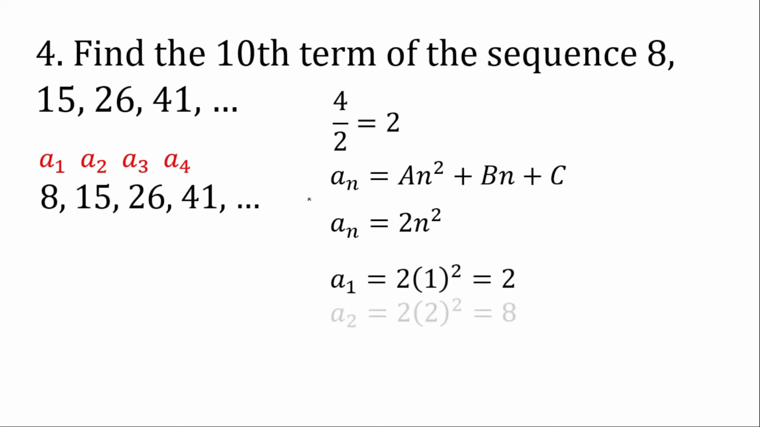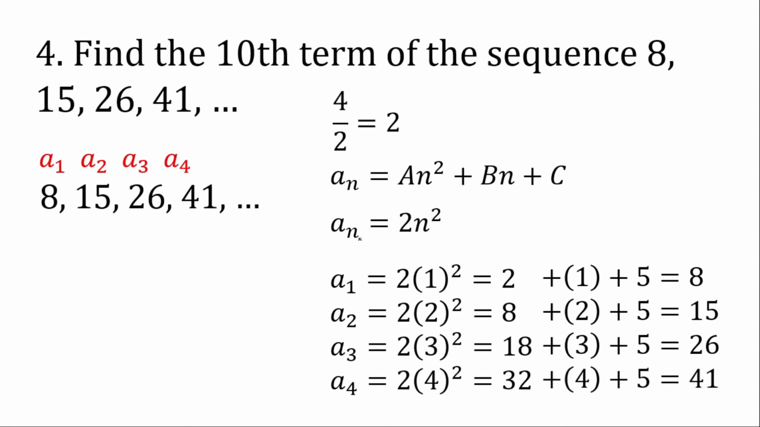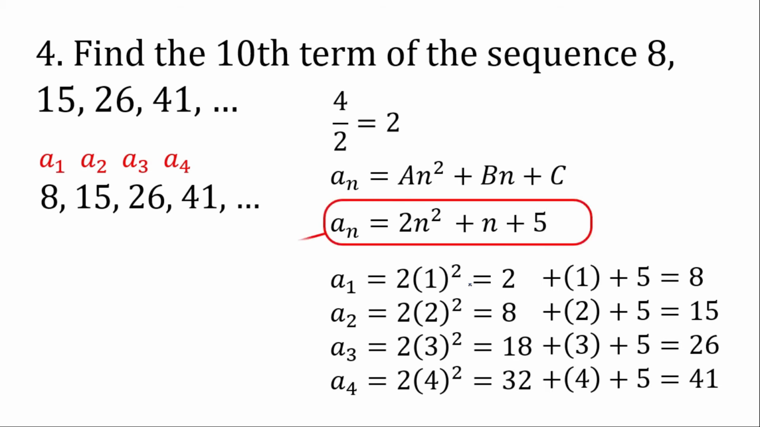So as you can see, we cannot get 8 on our first term and 15 on our second term. So we need to adjust it. Now, after trial and error, you can see that if we add 5, we can get 8 for 1, and so on for 2, 3, and 4. So in that case, we can change this one to n in our formula. So our formula now is a sub n is equal to 2n squared plus n plus 5.